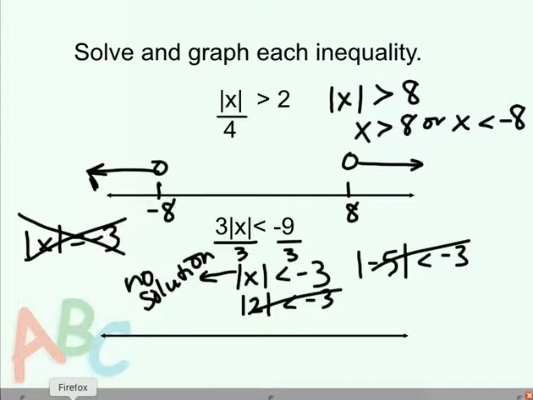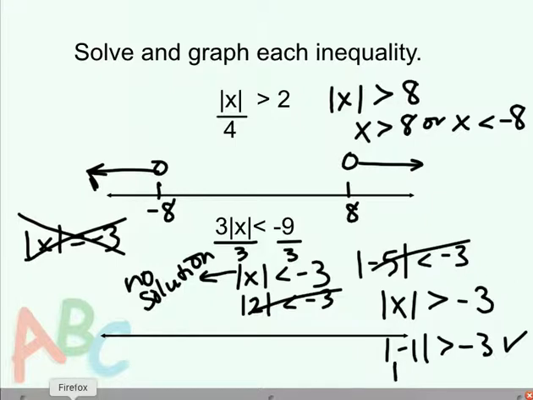Now, I want you to be careful because if you see an absolute value with an inequality and a negative number, it doesn't mean that it's automatically no solution. If I have, let's say, the absolute value of x is greater than negative 3. Well, let's plug in some values there. What if I said absolute value of negative 1? Is that greater than negative 3? Yes. Or absolute value of 0, is that greater than negative 3? Yes. Actually, all real numbers will work for this.